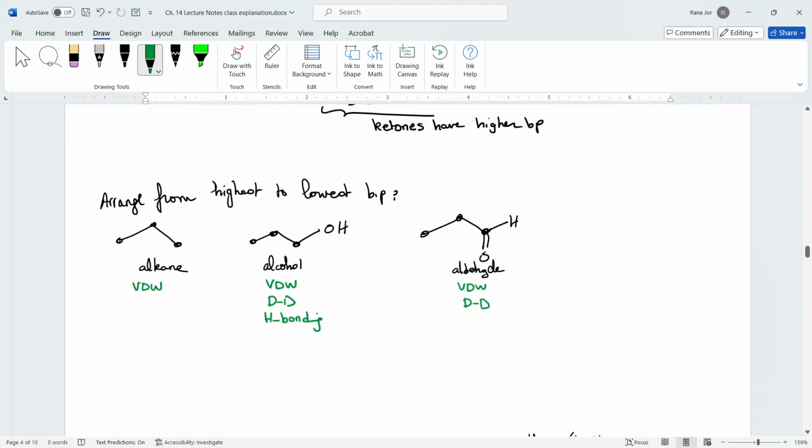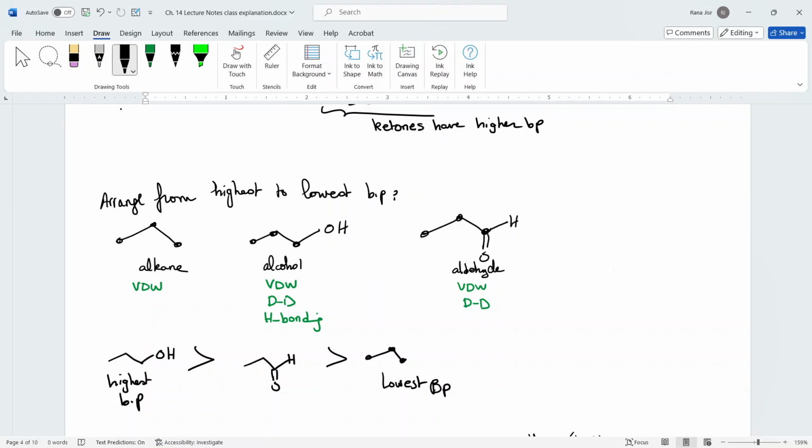You would say that alcohols have the highest boiling point, versus the aldehydes, which have 2 types of intermolecular forces, versus the alkane of 3 carbons. The alkane has the lowest boiling point. So this one is going to have the lowest boiling point, and this one is going to have the highest boiling point.